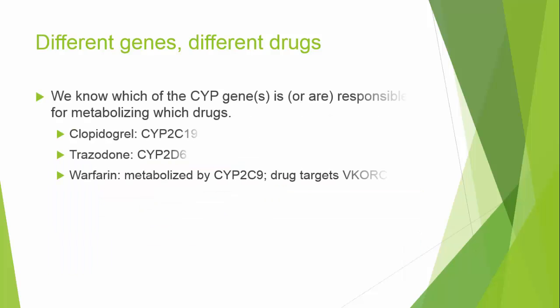Now what we're seeing here are 3 commonly prescribed drugs: clopidogrel, also known as Plavix, trazodone, and warfarin. And you can see that each of these is metabolized by different genes. In fact, in the case of warfarin, we actually have to look at a metabolizer gene and a drug target gene in order to fully understand the metabolizer status. But this just shows you that we have to look at multiple genes in order to make predictions for multiple drugs in any given patient.